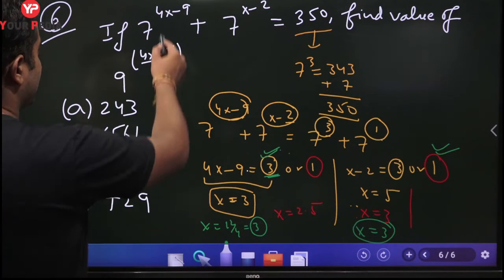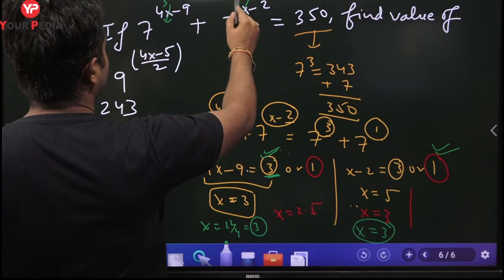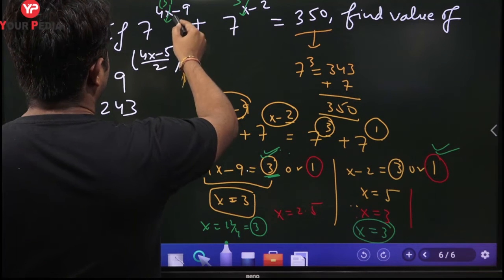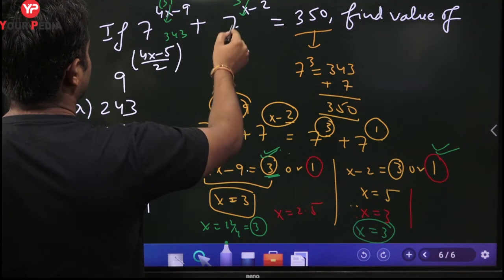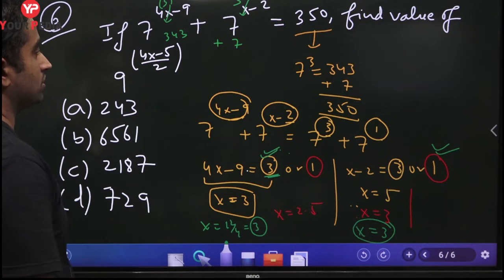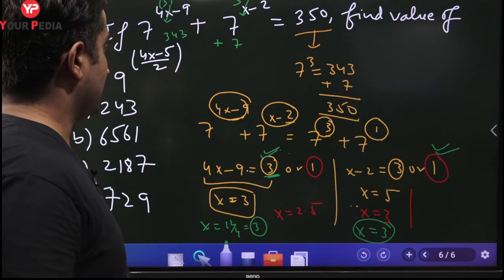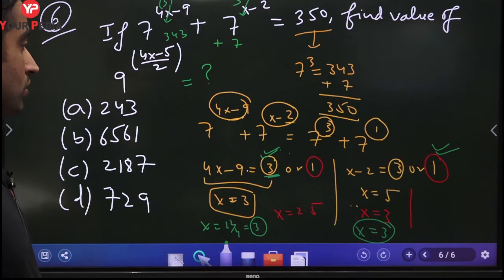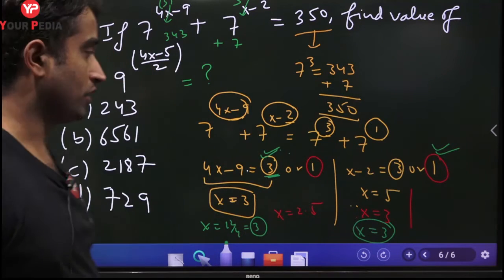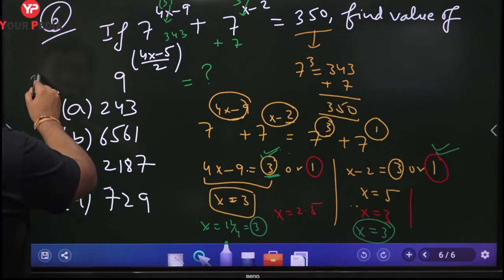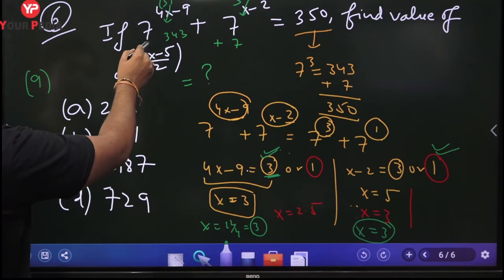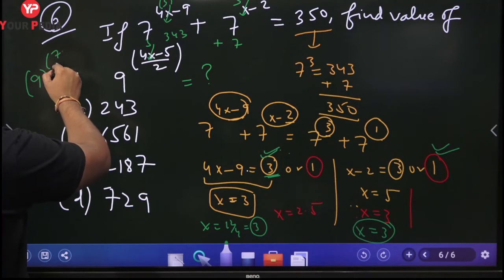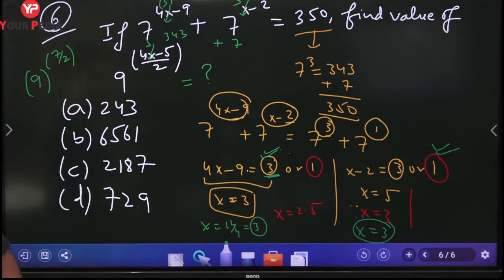Now accordingly you can check this equation, put 3 here, 3 here, so that is 4 times 3 is 12, 12 minus 9 is 3, 7 power 3 is 343, 3 minus 2 is 1, 343 plus 7 is 350. Okay, so that means x is equal to 3, we can substitute, because for both the equations I am getting the same value. So 9 raised to power 4 into 3, that is 12, 12 minus 5 is 7, so that is 9 raised to power 7 by 2.